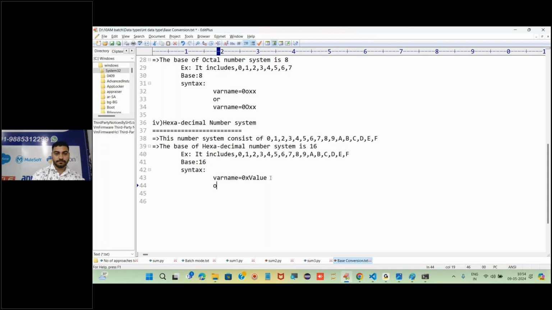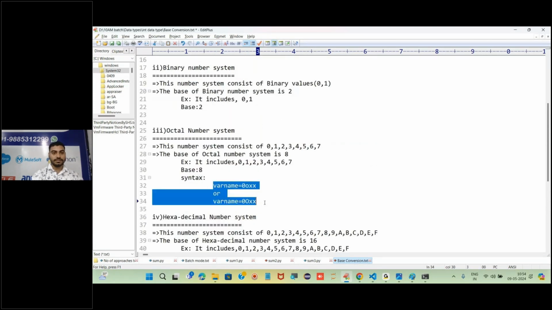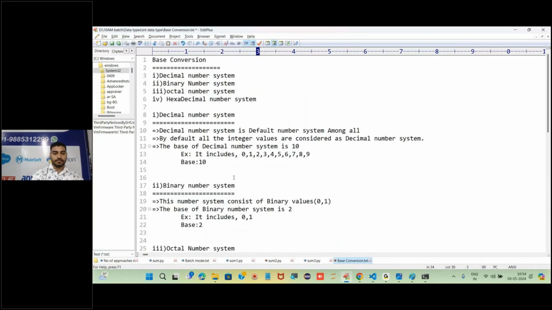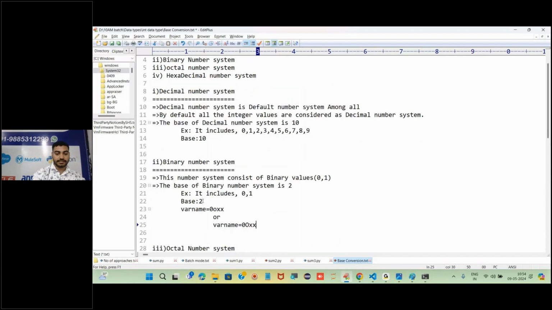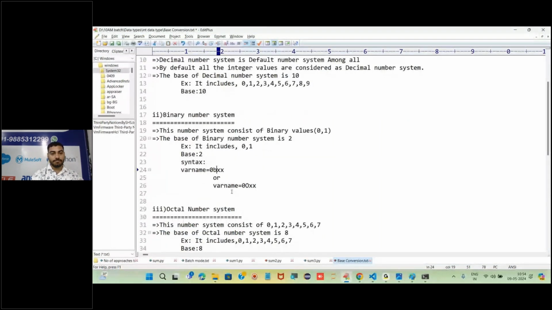Similarly, I'll copy and paste it here, and this is capital X. Both are possible, you can use either one. For binary, same thing. This is the syntax. What is it? B. Bin is a function, so B it is, and for this also you can go for capital B.